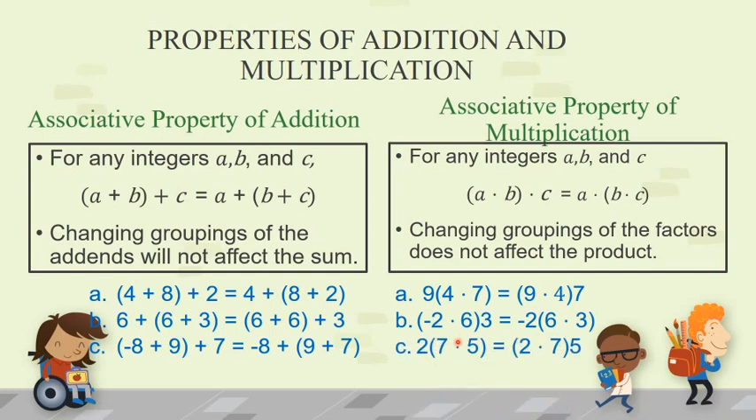For letter C, we have 2 times the quantity of 7 times 5. It is equal to the quantity of 2 times 7 times 5. So again, on the first one, we have the grouping which is 7 times 5. On the second part, the grouping is 2 times 7. So there is a change in groupings, but still, it will not affect the product. Okay? And that's the associative property of multiplication.